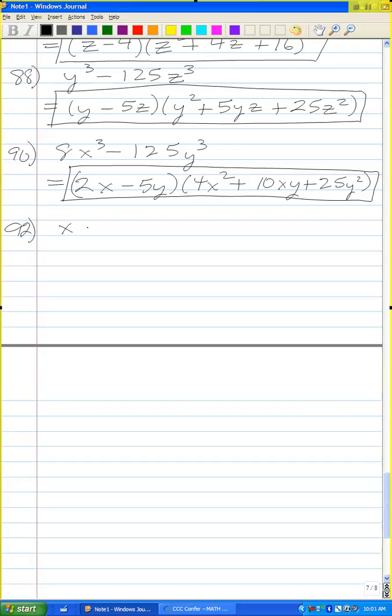x minus 8xy cubed. Factor the x. What remains is 1 minus 8y cubed. What's in the parentheses is the difference of cubes. Cube root of 1 is 1. Cube root of 8y cubed is 2y. And you bring down the minus.